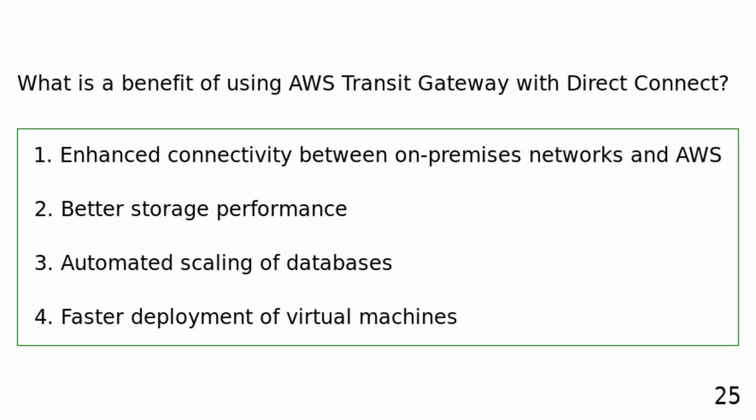What is a benefit of using AWS Transit Gateway with Direct Connect? Enhanced connectivity between on-premises networks and AWS. Better storage performance. Automated scaling of databases. Faster deployment of virtual machines.